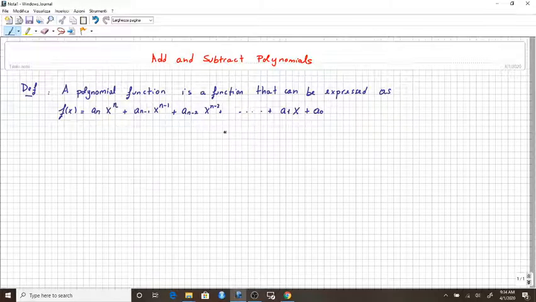Now we need to specify in this definition that the coefficients a_(n-1) and so on till a_0 are real numbers. They must be real numbers. And then n, which is the integer you see at the exponent, must be a positive integer, okay? So n must be a whole number, okay?